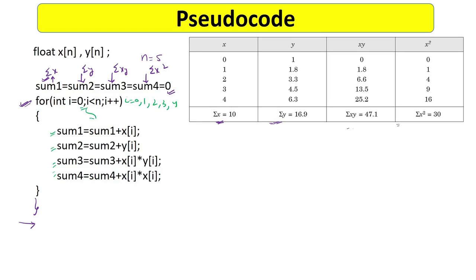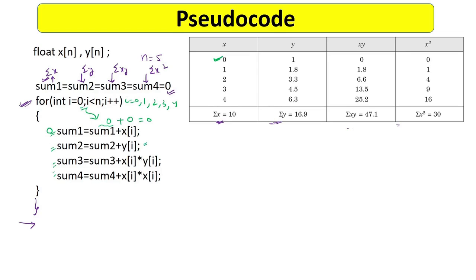So here you can see what I am doing. When I is 0, I am saying find the summation of x. But how can you find the summation of x? Sum 1 value initially is 0 plus the value of xi, that means this value, which is 0. So I am adding this value, and this sum 1 will be 0. I am writing it here.